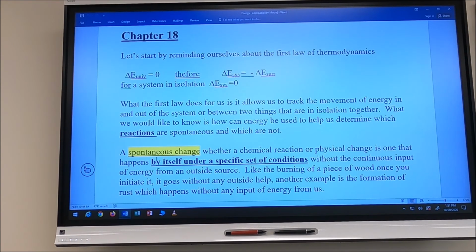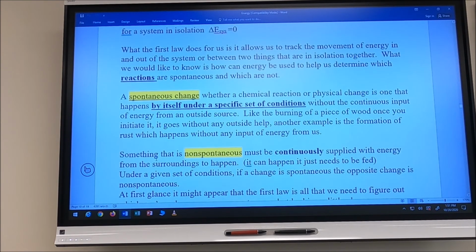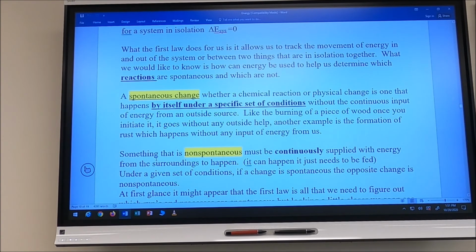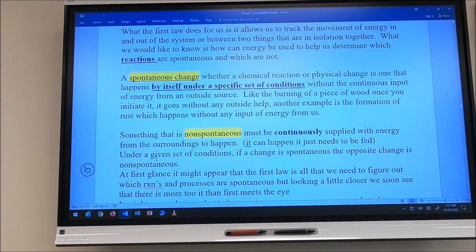If I set an ice cube out in the room, we know that it would spontaneously melt. But if I put that ice cube in my freezer, we know it wouldn't melt. Something that is non-spontaneous must be continuously supplied energy from its surroundings to keep it happening. So it's got to be fed.